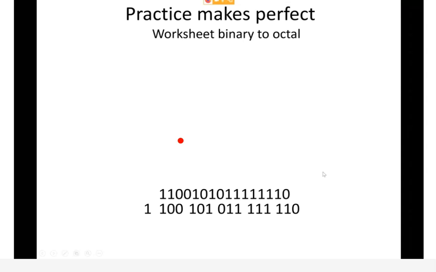3-bit groups once again. Now you don't have to put zeros out the front here. They're irrelevant, but you might see it written that way. That's okay. 6, 7, 3, 5, 4, and of course 1. That's our octal number. There is no 8 and 9.